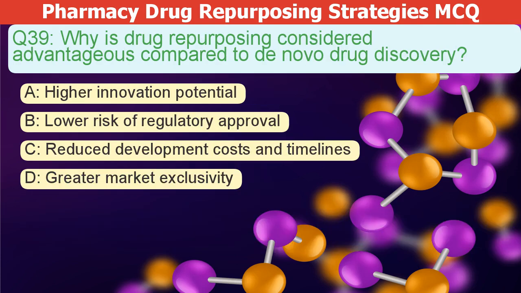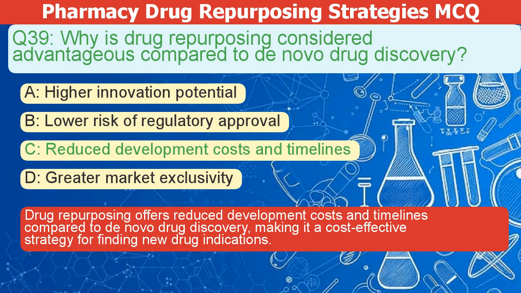Why is drug repurposing advantageous compared to discovering new drugs? A. Higher innovation potential. B. Lower risk of regulatory approval. C. Reduced development costs and timelines. D. Greater market exclusivity. The correct answer is C. Drug repurposing offers reduced development costs and timelines compared to developing new drugs from scratch. This makes it a cost-effective strategy for finding new drug uses.